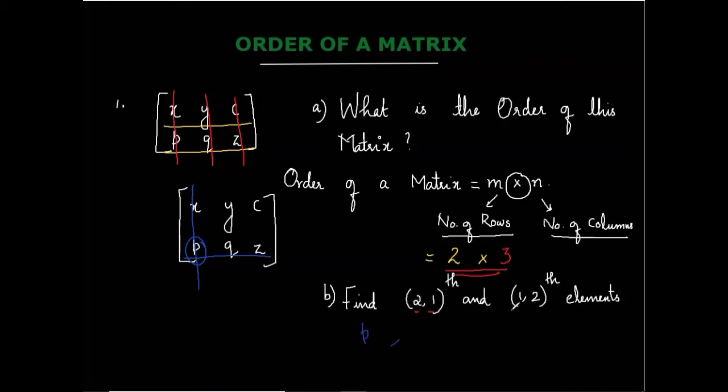And the next question is the element which comes under ordered pair 1, 2. So that is the element which comes under first row, second column. So this is the first row and second column. So the element which comes under first row, second column, that is Y. So the element under second row, first column is P, and the element under first row, second column is Y.